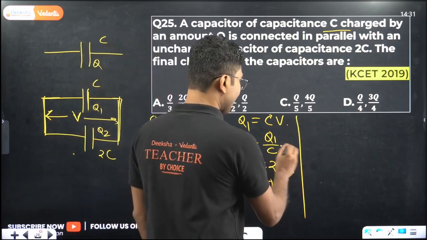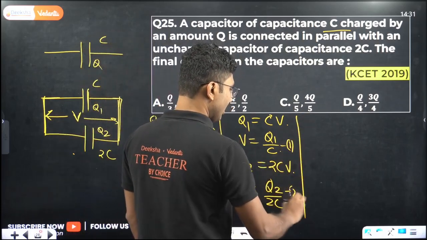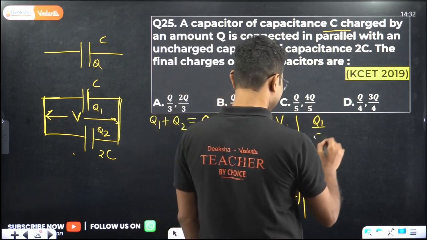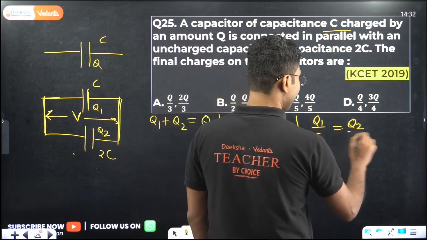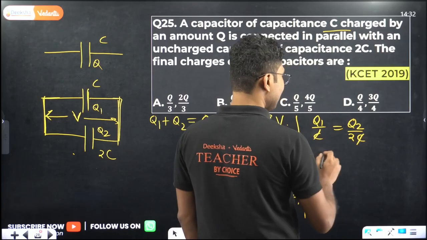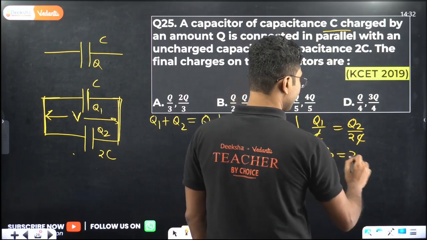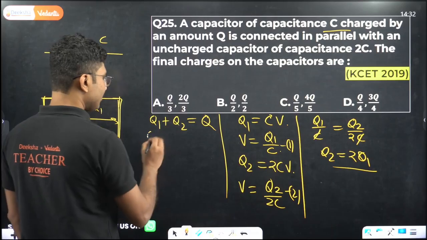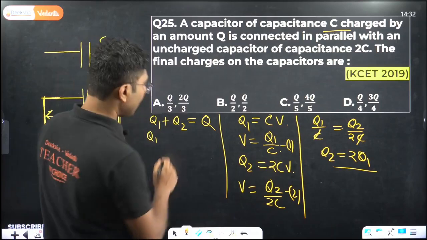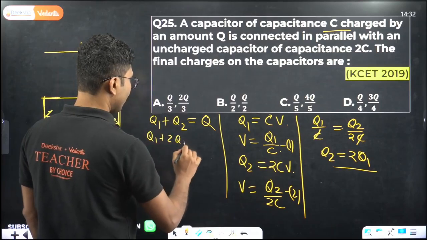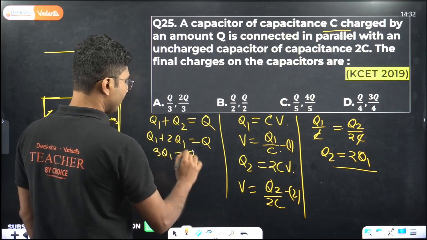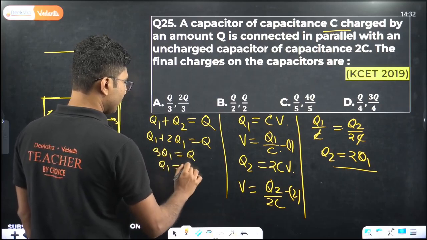So now we can compare, suppose this is 1, this is 2. If we compare both the voltages, we can write Q1 by C is equal to Q2 by 2C, C and C cancel. So Q2 equals 2Q1. Now we will put that in this equation. So Q1 plus 2Q1 equals Q, or 3Q1 equals Q, or Q1 equals Q upon 3.